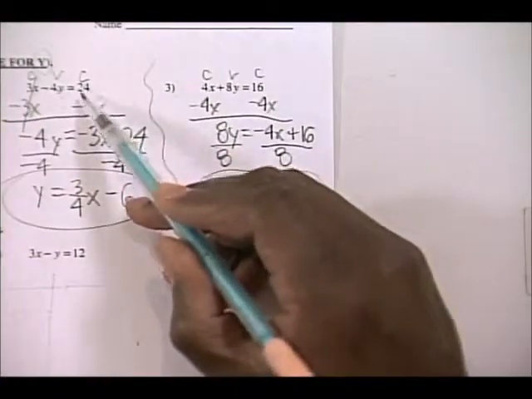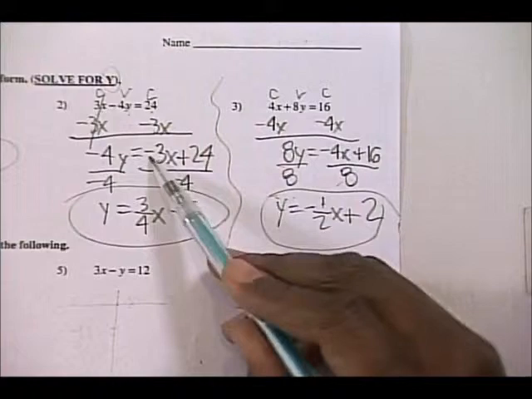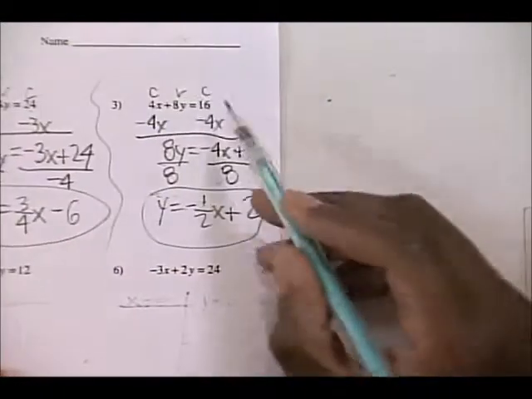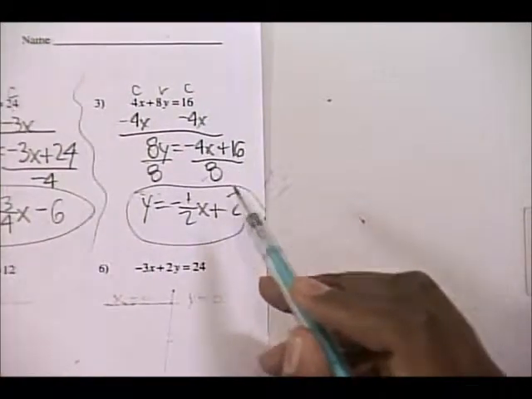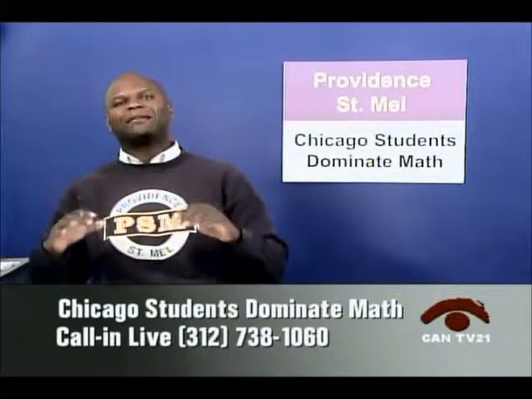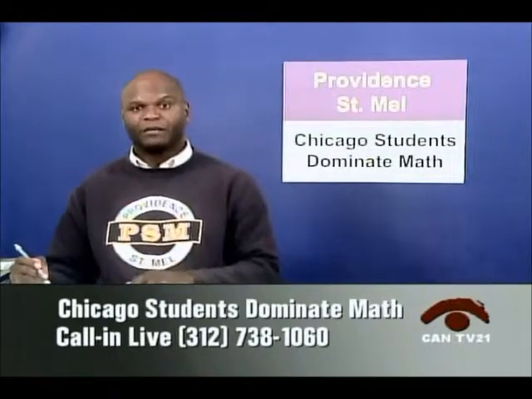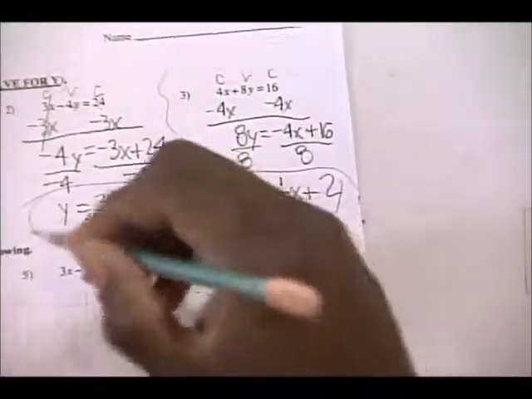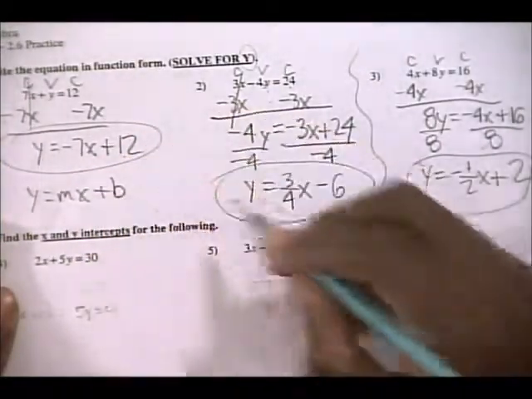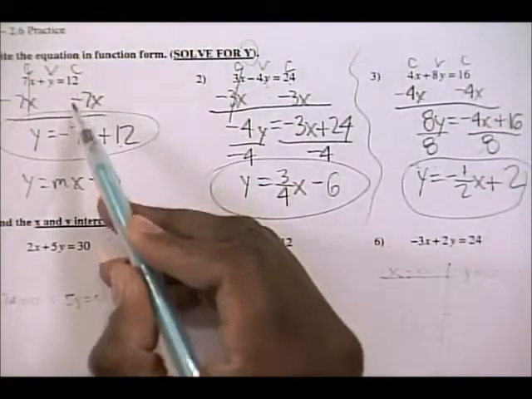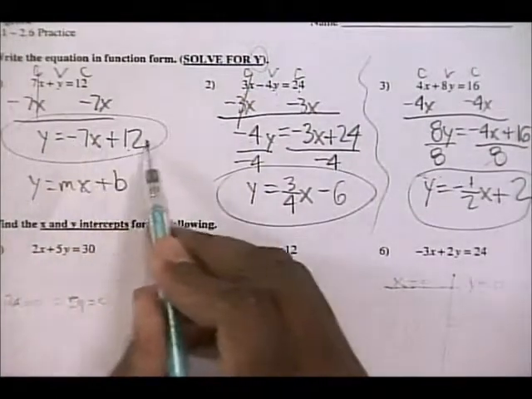I want you to notice that we could have said here 24 minus 3x. But I chose to say negative 3x plus 24. Here we could have said 16 minus 4x. But I chose negative 4x plus 16. The reason why I did that is because I am trying to obtain a certain form. It's called slope-intercept form. Maybe you've heard it. Let's call it y equals mx plus b form. That's why I didn't say 12 minus 7x. I wanted mx plus b. I wanted negative 7x plus 12.